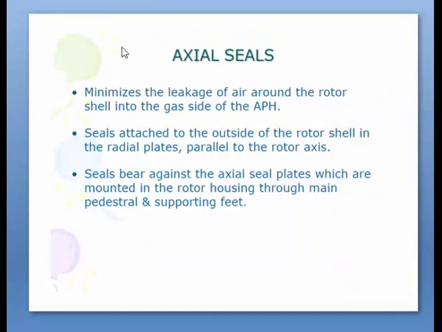The second one is the axial seals. Its function is to minimize the leakage of air around the rotor shell into the gas side of the air preheater. That you remember, it is the gas side of the air preheater. These seals are attached to the outside of the rotor shell on the radial plates, parallel to the rotor axis. These seals wear against the axial seal plates, which are mounted in the rotor housing through the main pedestal and supporting feet. The detail we will see in the coming slide.